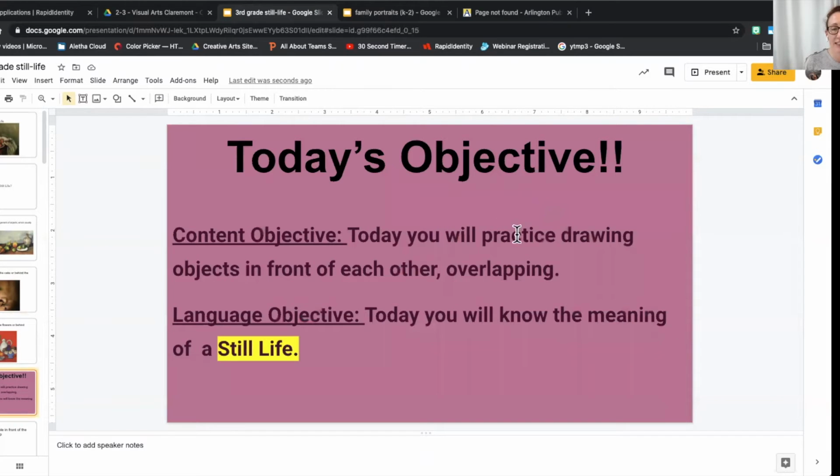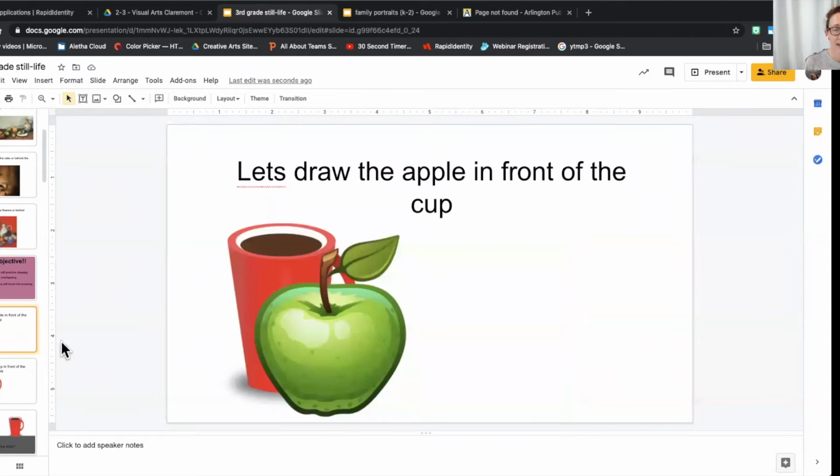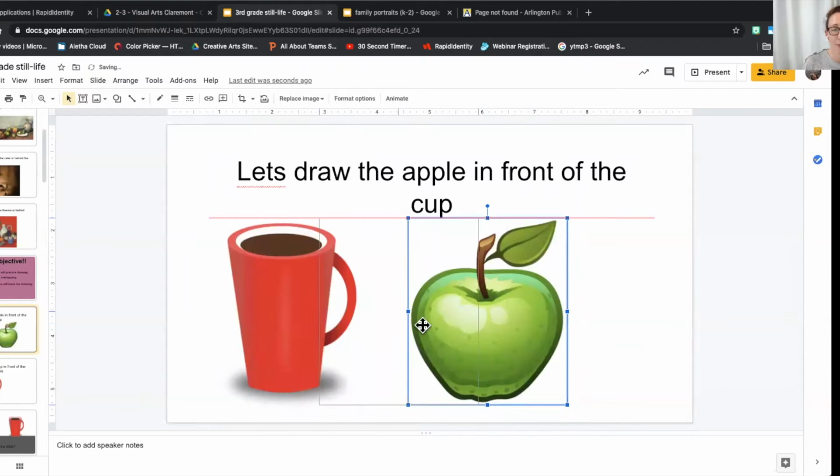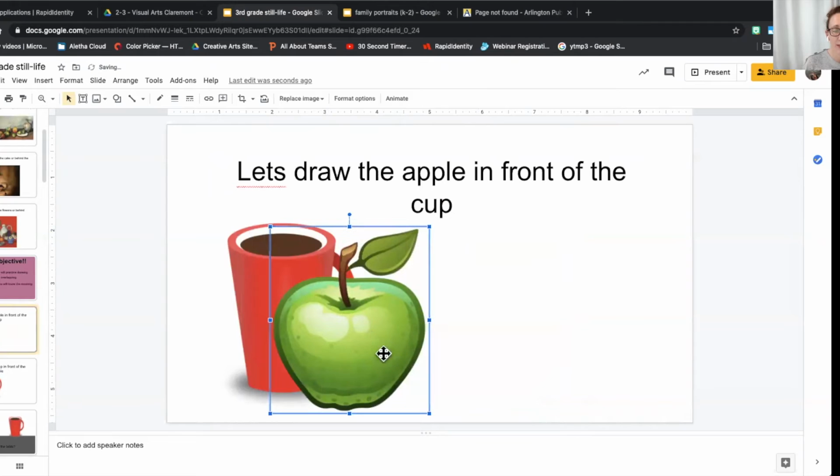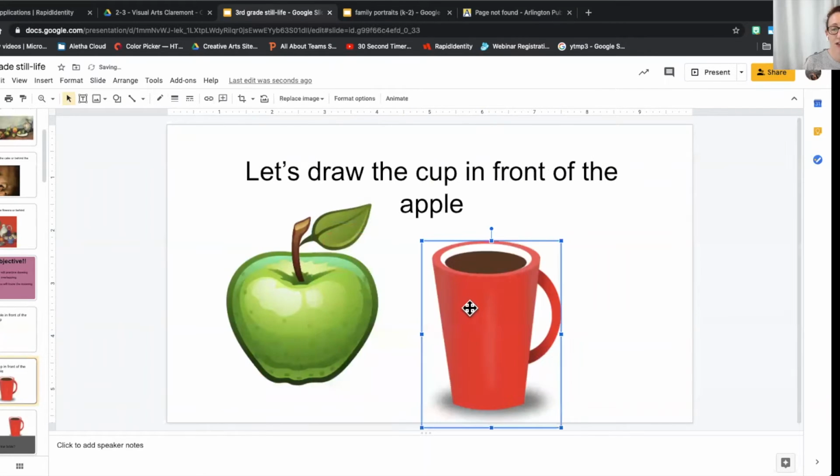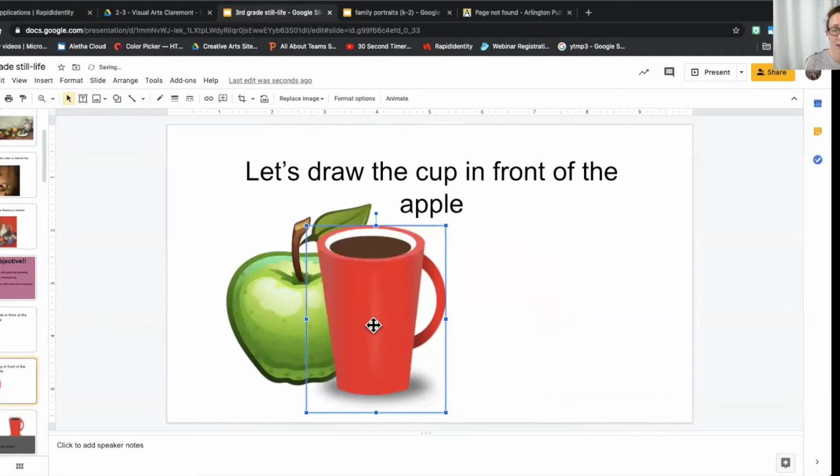Today we're going to practice drawing objects in front of each other, or overlapping. And we're going to learn what a still life is. So if we draw the apple in front of the cup, part of the cup disappears. If we draw the cup in front of the apple, then part of the apple disappears.